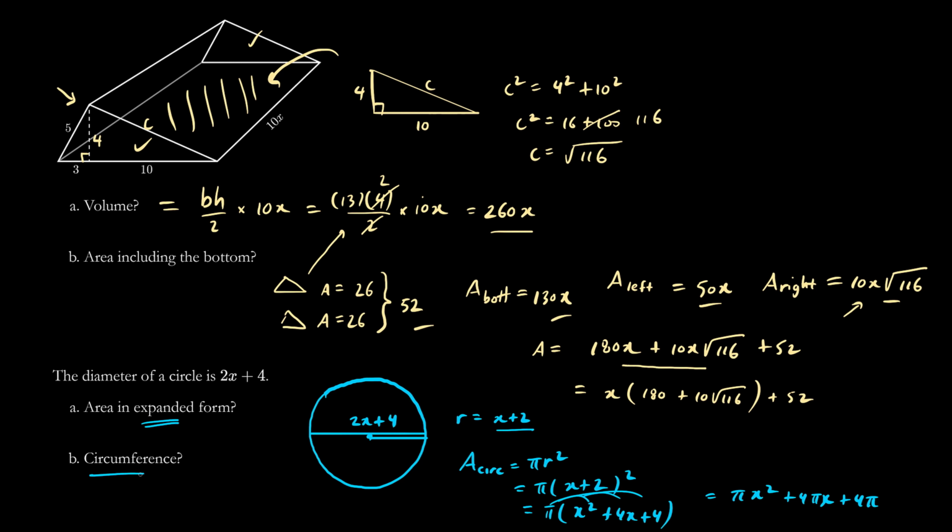As for the circumference, please memorize that the circumference of a circle is pi times diameter, which is equivalent to 2 pi r, the radius. We're given the diameter already, so let's use the first formula. The circumference is equal to pi times the diameter, 2x plus 4. If you want to expand that out, you feed the dog, you feed the cat, you have 2 pi x plus 4 pi units.